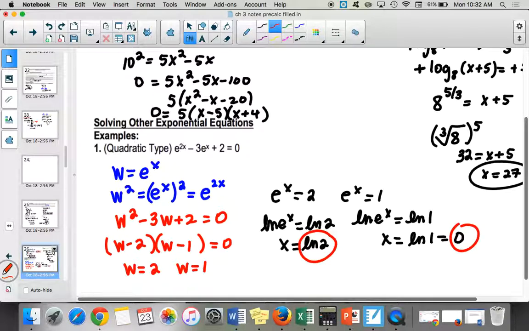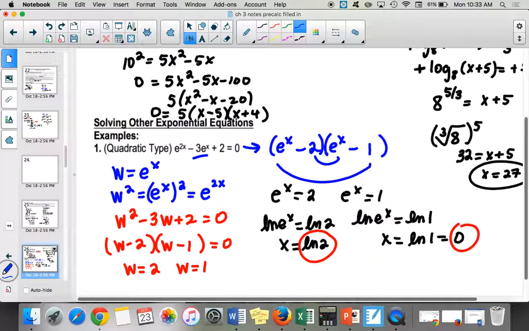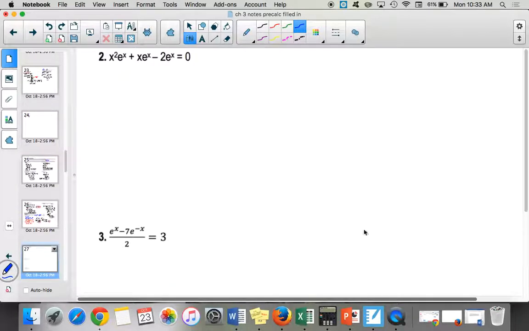Are we smart enough to do this without doing a w substitution? Would you be able to go straight to e to the x minus 2, e to the x minus 1? You can do it without a w substitution. You just factor it. That's all we're doing. You see how e to the x times e to the x makes e to the 2x? E to the x times e to the x, add the exponents. Outer and inner, negative 2 e to the x minus 1 e to the x makes this. Last, negative 2 times negative 1. So you could just go straight to that without doing the w substitution.